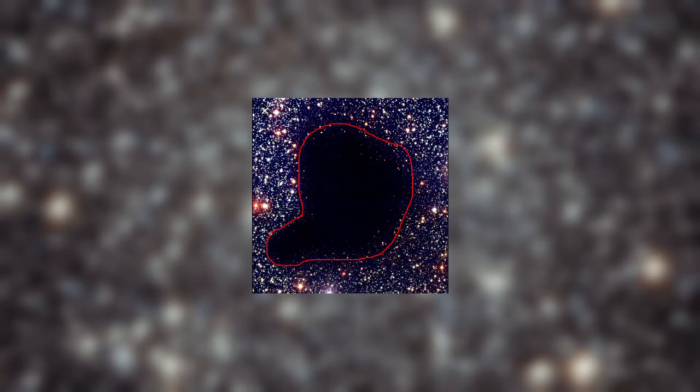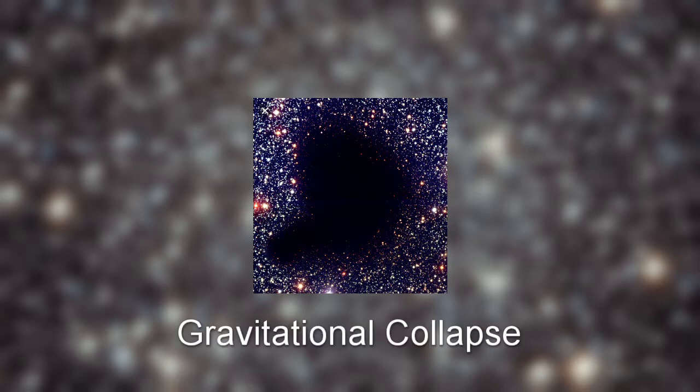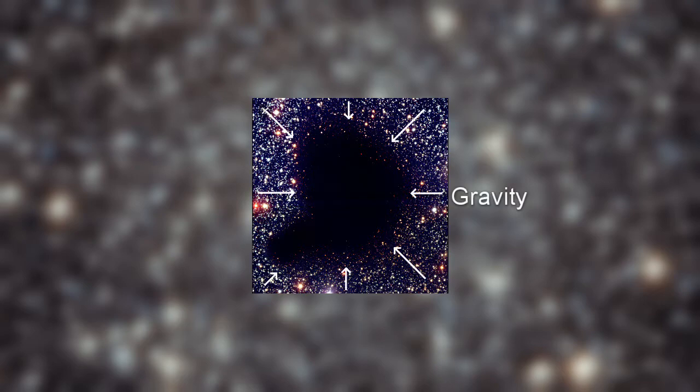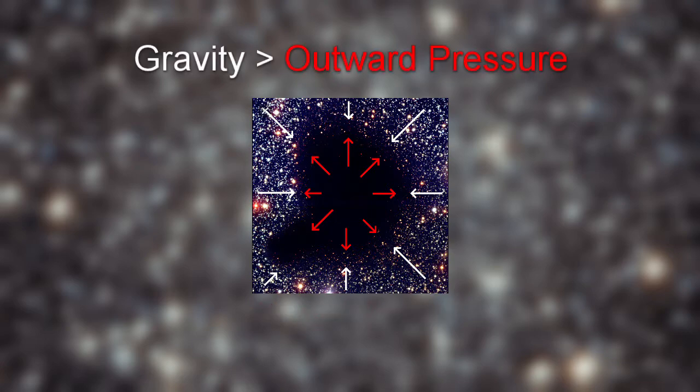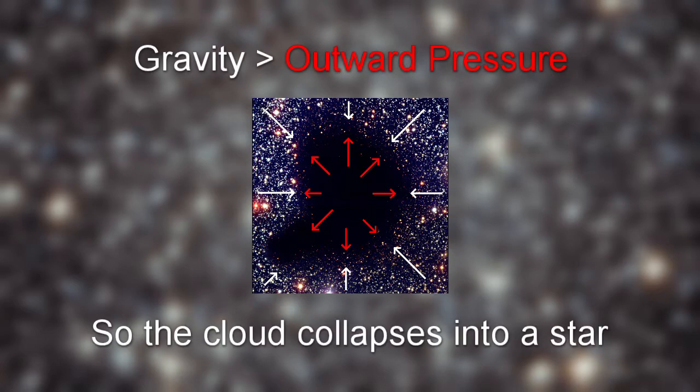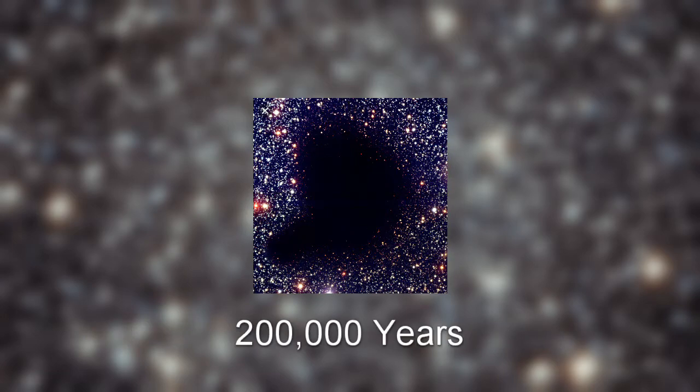It's getting there. So this means that it is actually on the verge of gravitational collapse, where gravity will eventually overcome the outward pressures inside the globule. So this means that gravity will eventually cause the cloud to collapse in on itself, and this will form a new star. It is expected to probably happen in about 200,000 years.